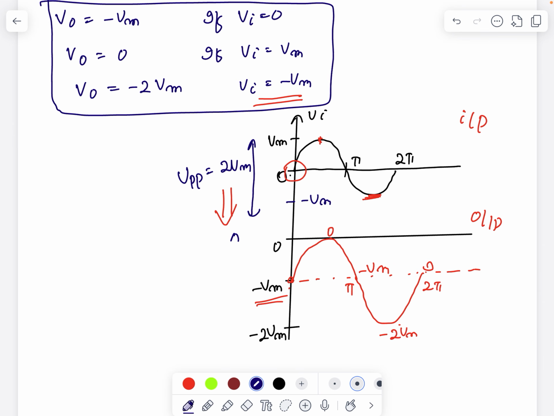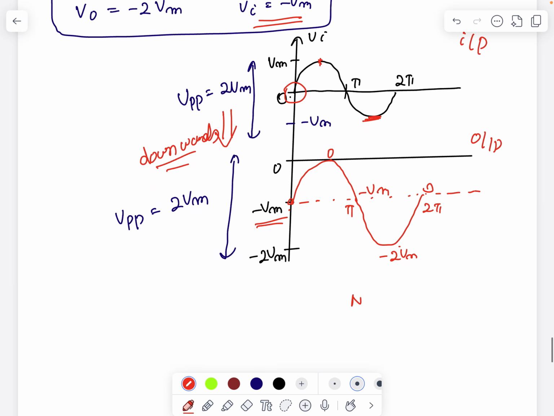Similarly, for the output voltage, the peak to peak value is 0 minus minus 2 Vm, so I get 2 Vm. Both waveforms are similar, but we are able to shift the waveform downwards, in the negative direction. That's why it is called a negative clamper. Basically I can shift the waveform downwards, that's why we call it a negative clamper.